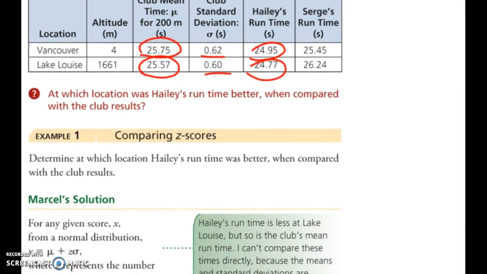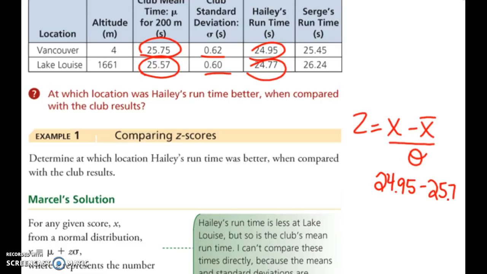So if we're doing this question, we need to use the z-score formula. Okay, so we're going to take the value, which is Haley's run time, 24.95. We're going to subtract it from the average, which is the club average, 25.75. And so right now we're just doing the Vancouver example, okay? And we have to divide by the standard deviation, which is 0.62.